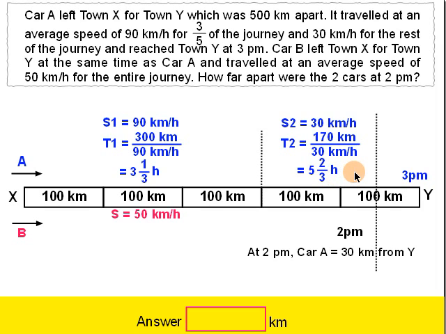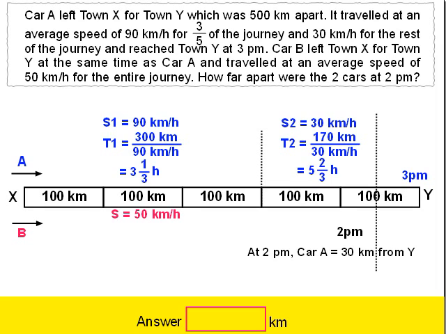Alright, so the total time taken by car A to travel from town X to the point at 2 p.m. He did not reach town Y yet. The total time taken is 5 and 2/3 plus 3 and 1/3. That gives us 9 hours. So 9 hours later is 2 p.m.